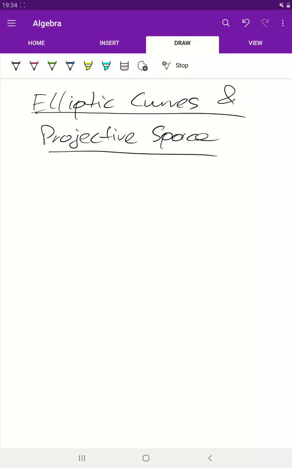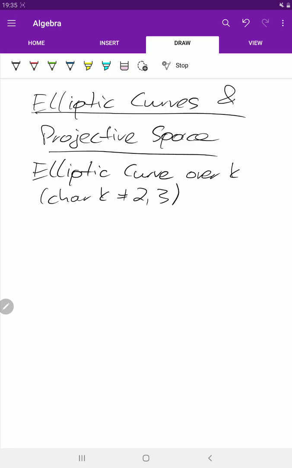Hello, today I'm gonna give a short introduction to elliptic curves and projective space. So let me tell you what an elliptic curve is. For simplicity, we assume that the characteristic of the field K over which we define it is not 2 or 3. We could also define it in characteristic 2 or 3, but we won't do this here. And we'll define it by some equation. Namely, it should be an equation of the form y squared equals x cubed plus ax plus b.